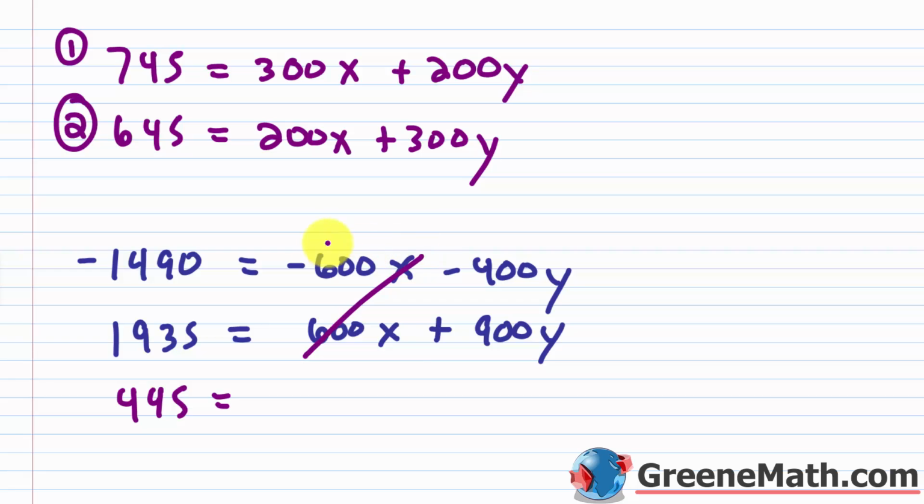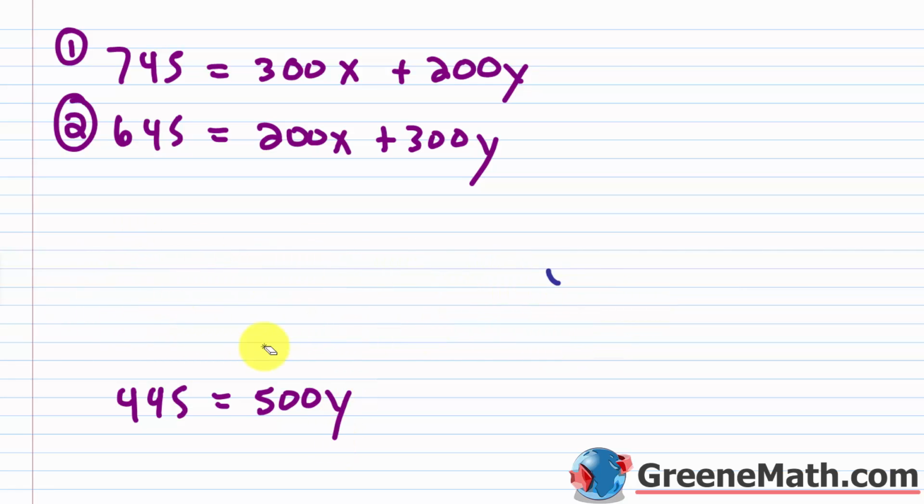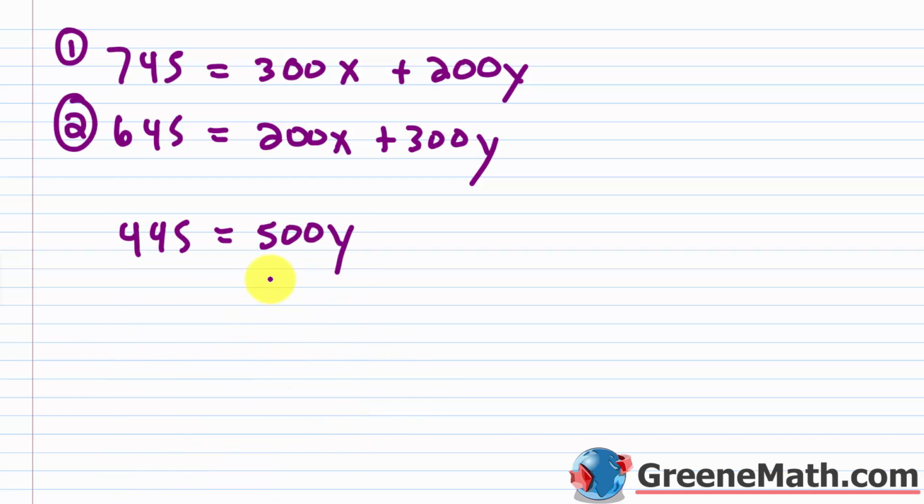On the right sides, this would cancel. Negative 400y plus 900y is 500y. So let me erase this. We don't need this anymore. And let me just kind of slide this up. Let me divide both sides by 500. So I can just erase this and say y equals this.